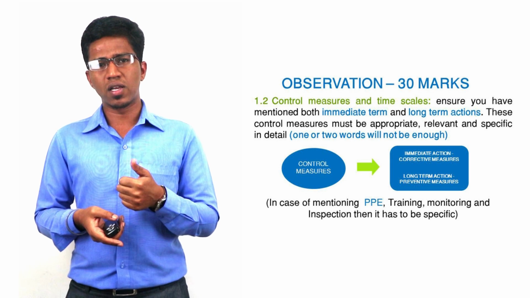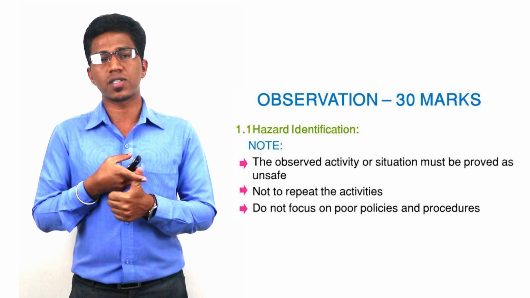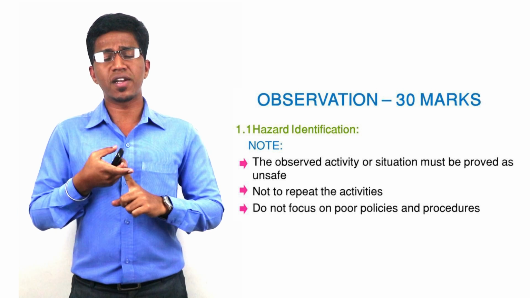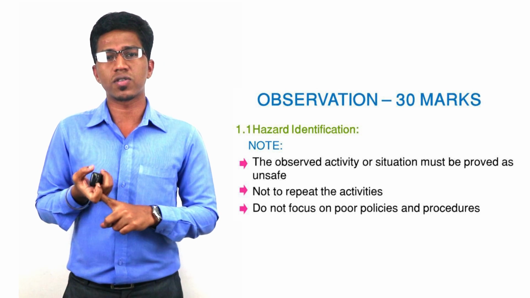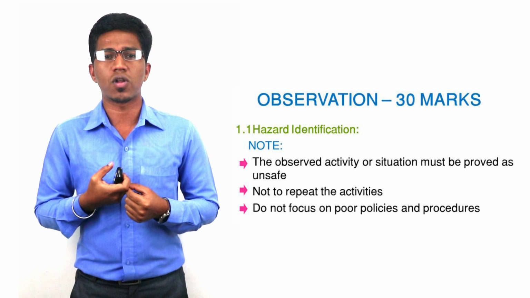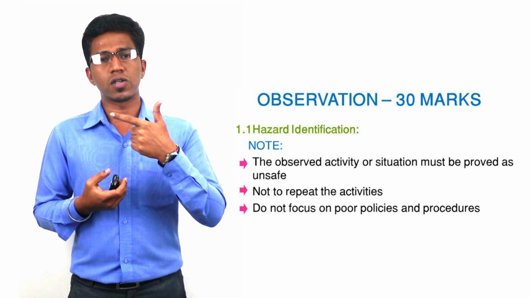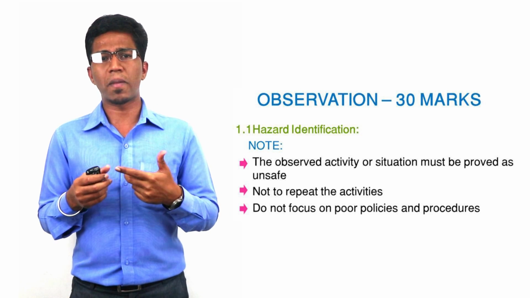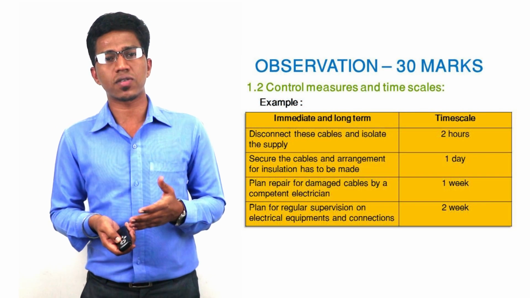Keeping this in mind, when you write hazard identifications, do not repeat the work activities, and do not end up giving only the risk and failing to give specific consequences. This observation will not be considered. So do not repeat your activities. Do not end up writing only the risk. Make sure you're writing specific consequences.